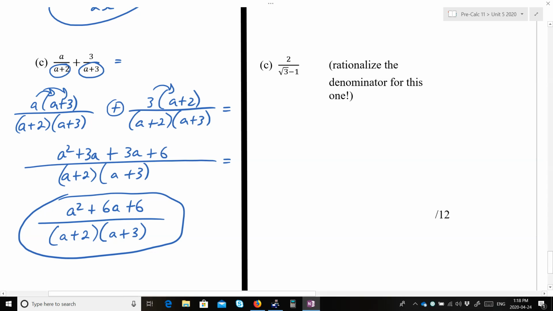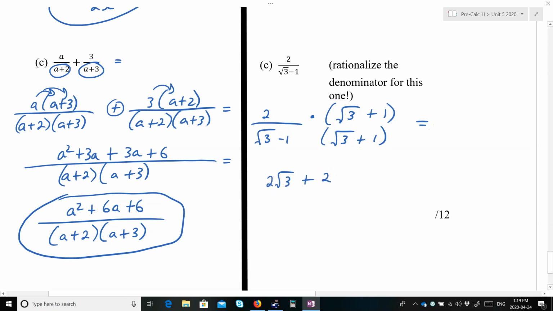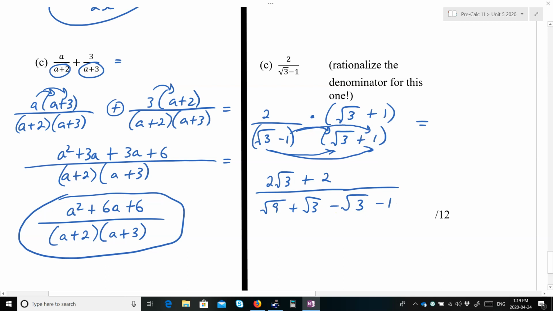And finally, rationalize the denominator for this one. So you multiply top and bottom by the conjugate. It looks like the bottom expression, you just change the sign in between. And so then the top becomes 2 times root 3 plus 2 times 1. And the bottom, we do FOIL, right? Root 3 times root 3 is root 9. Root 3 times plus 1 is root 3. So I'm doing this. Negative 1 times root 3 is minus root 3. Negative 1 times 1 is minus 1.